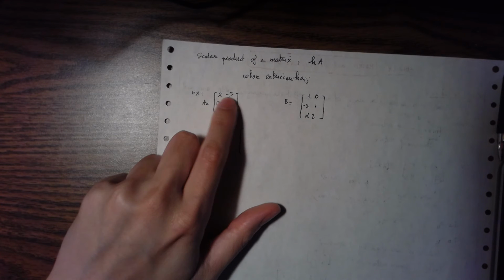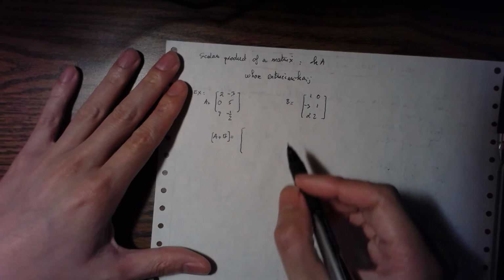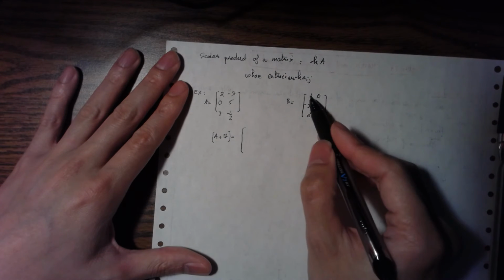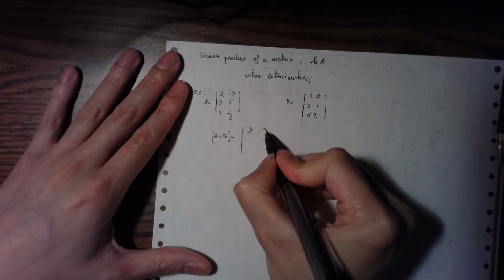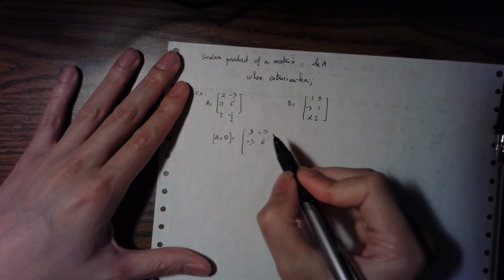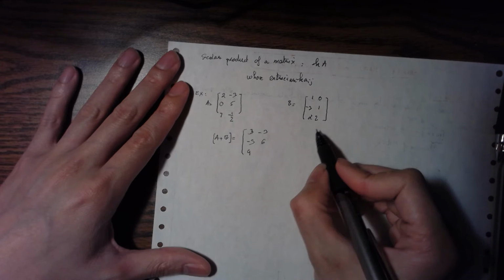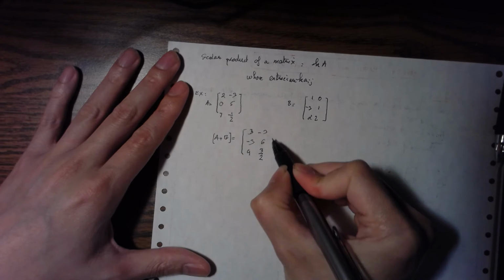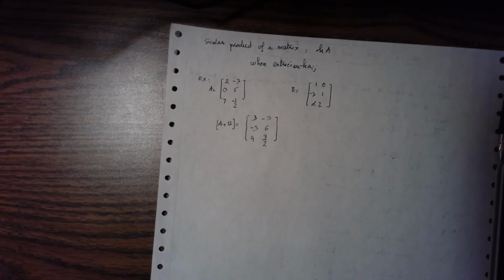So we just add the entries. A_ij, B_ij, so we add them up. 2 plus 1, 3. Negative 3 plus 0, negative 3. 0 plus negative 3, negative 3. 5 plus 1, 6. 7 plus 2, 9. Negative 1/2 plus 2 is 3/2. Okay, so you just add all the corresponding entries of each matrix together.